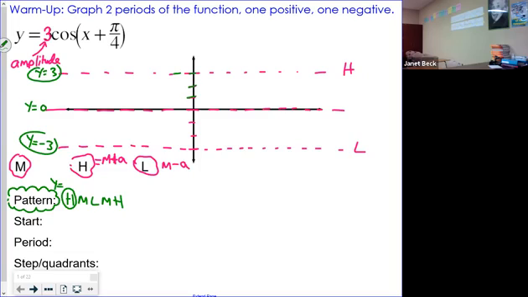If you want to label them, that's good, but you don't have to label them as long as there are tick marks and I can see where those lines are supposed to be.